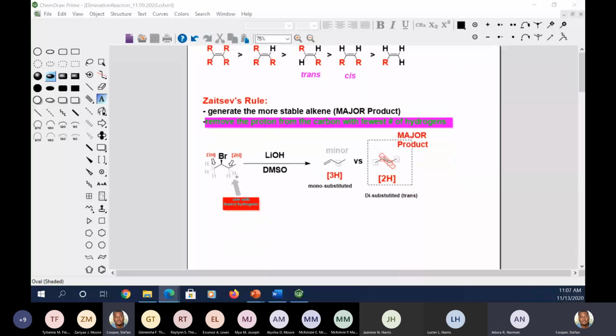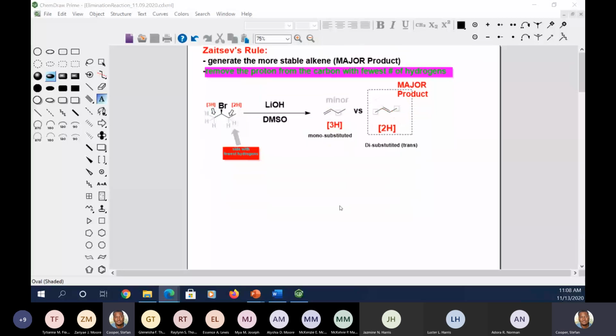So if I look at this example here, on the left-hand side, there were 3 hydrogens on this carbon, and on the right-hand side, there was only 2 hydrogens on this carbon. I'm going to pull the side from the 2 hydrogen side to generate this product here, which had a double bond in between those 2 carbons. This is a disubstituted alkene. If I went from the side that had 3 hydrogens, instead I would form this monosubstituted minor product.